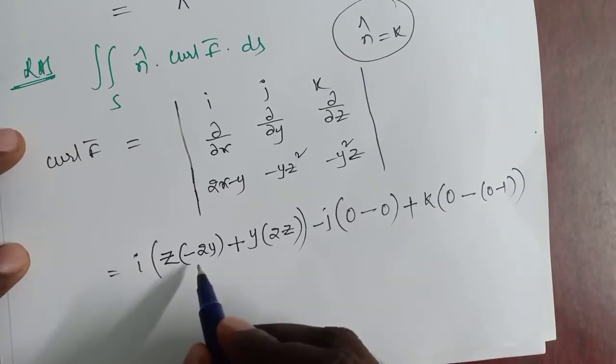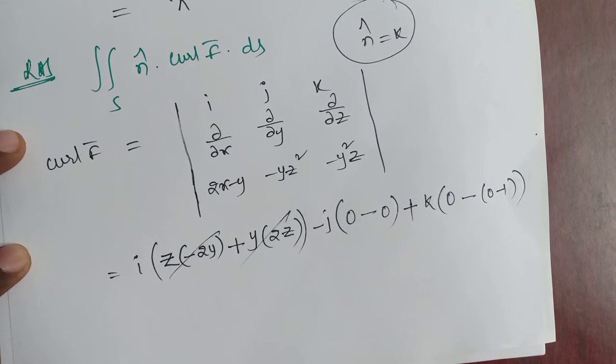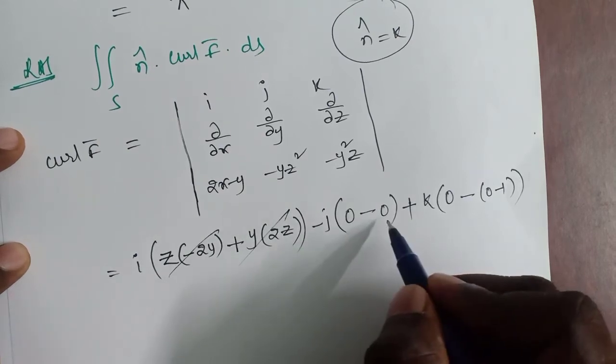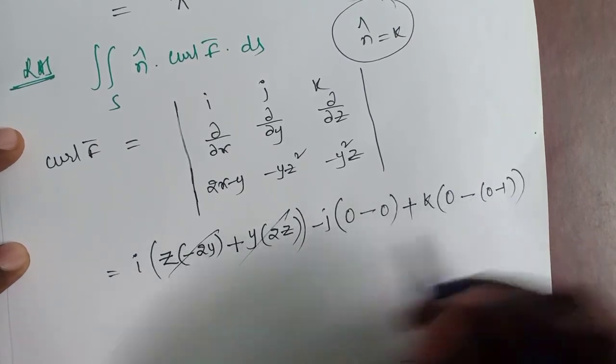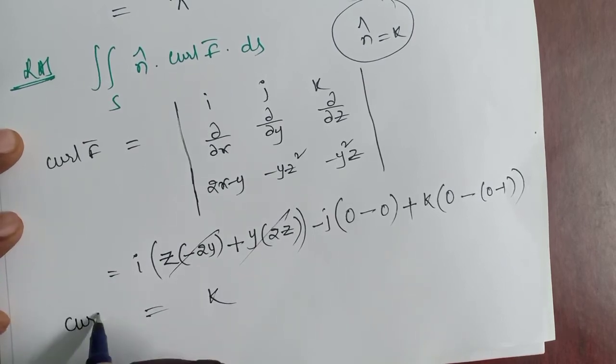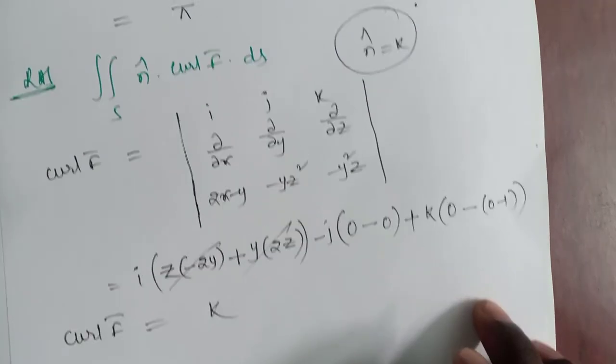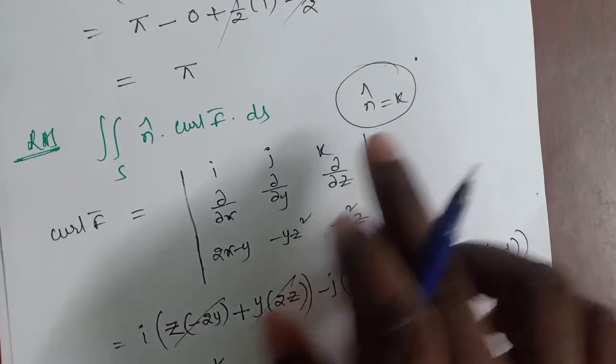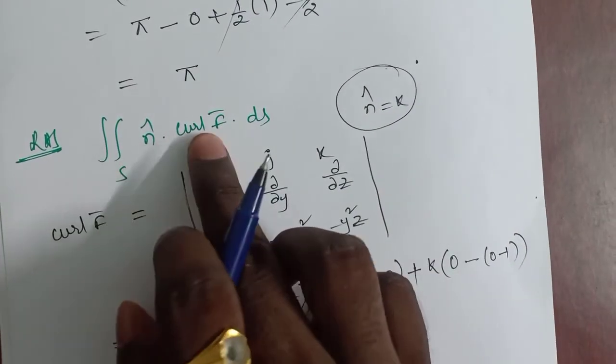Finally, minus 2yz plus 2yz gets cancelled. So it is cancelled out. So minus of minus 1 is plus 1. Simply it is nothing but k. Finally, curl f bar is equal to k. N cap is what? K. So k bar dot k bar into ds.